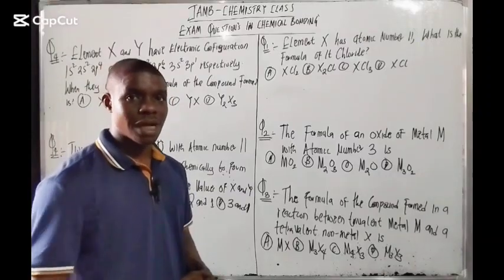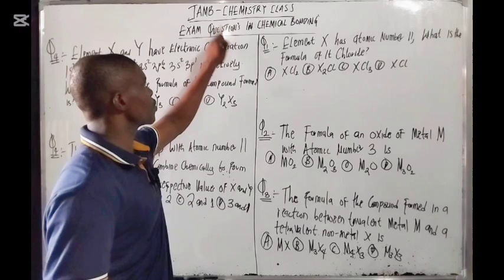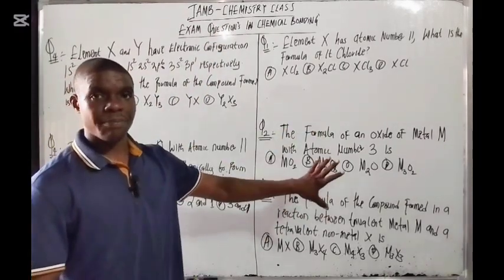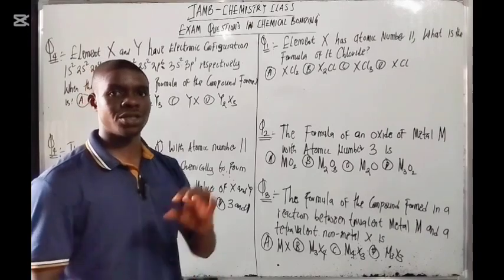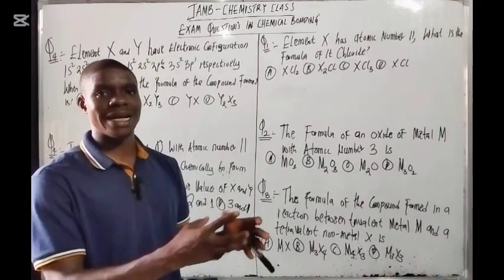So now let's look at some example possible questions when it comes to chemical bonding. Example possible question, JAMB chemistry. And these questions are from JAMB past questions. Questions like this are the ones I want to see. It's under writing of binary ionic compounds.